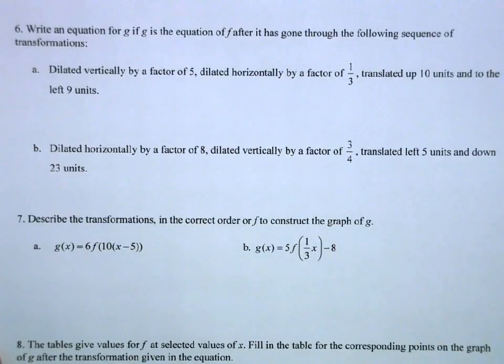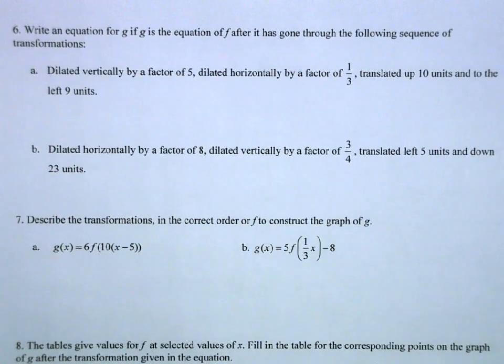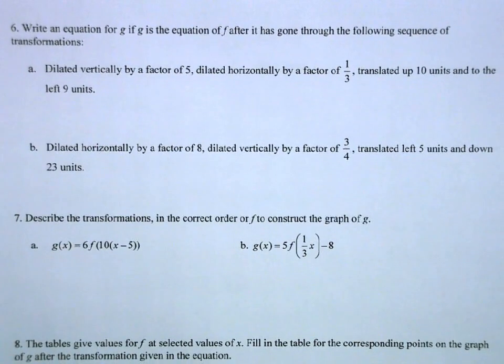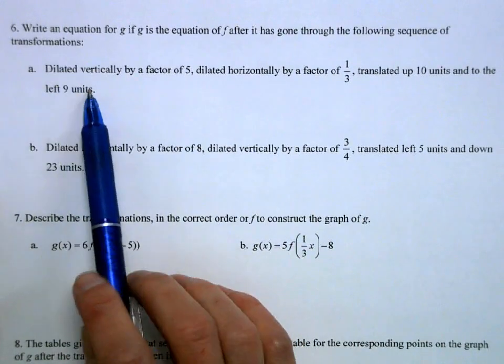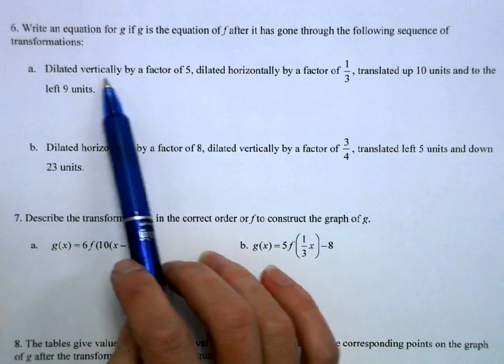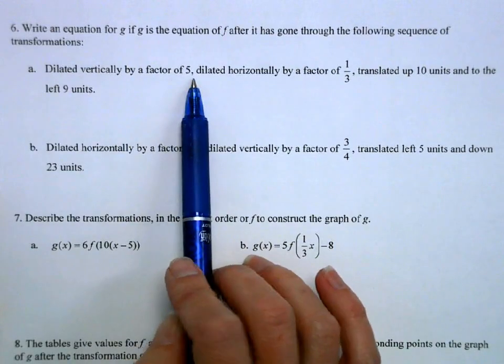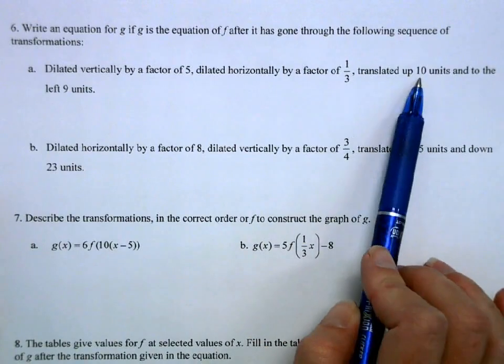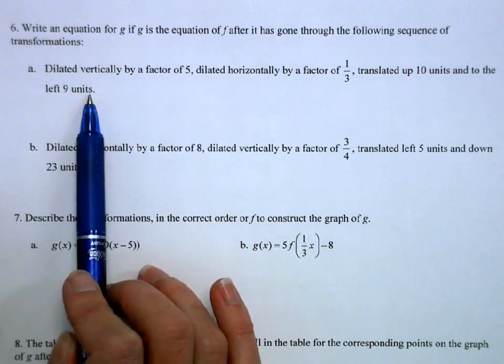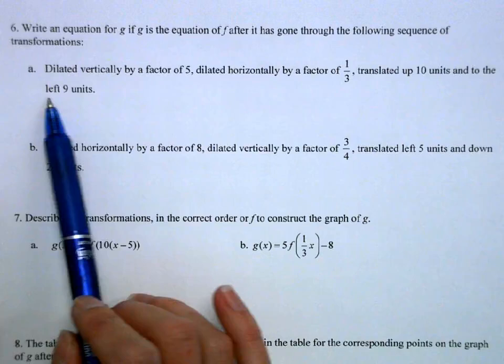Okay, now rather than seeing the transformations on a graph, we're just explicitly told what they are. And again, we're going to write an equation. So first, if our graph of f is dilated vertically by a factor of 5, dilated horizontally by a factor of 1/3, translated up 10 units, and to the left 9 units. Or you might see it say translated negative 9 units.